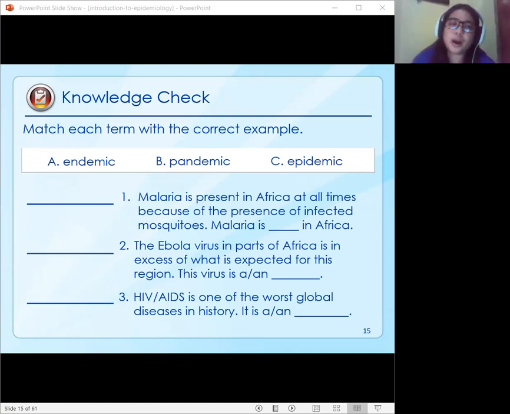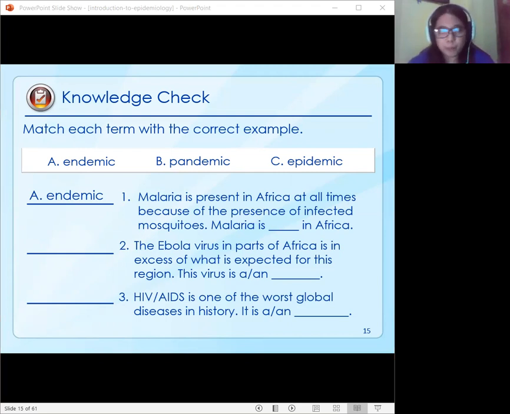For the first one, malaria is present in Africa at all times because of the presence of infected mosquitoes. What do you think malaria is? Is it endemic, pandemic, or epidemic? The answer here is endemic. It's already usual, and it occurs at all times.